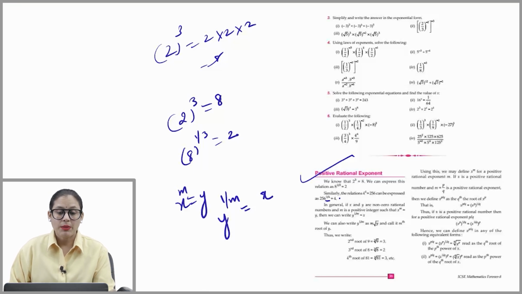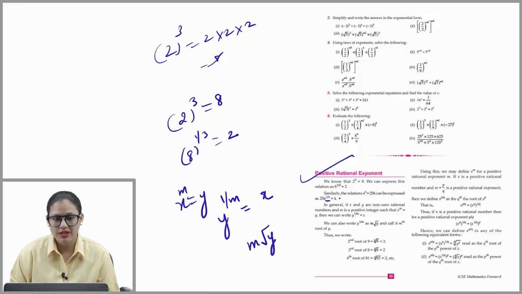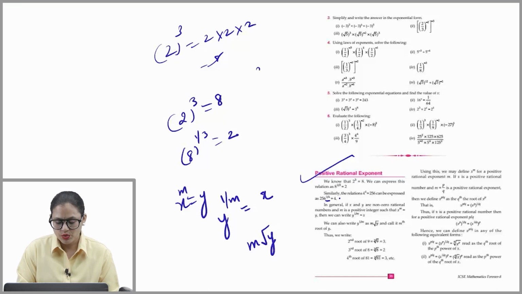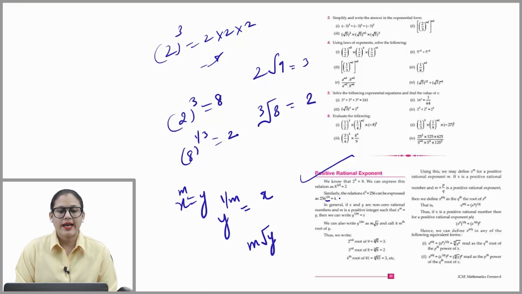We can also write y raised to the power 1 by m as the m-th root of y, or call it the mth root of y. Thus, the second root of 9 is the square root of 9, that is 3. The third root of 8 is 2. And the fourth root of 81 is 3, right?